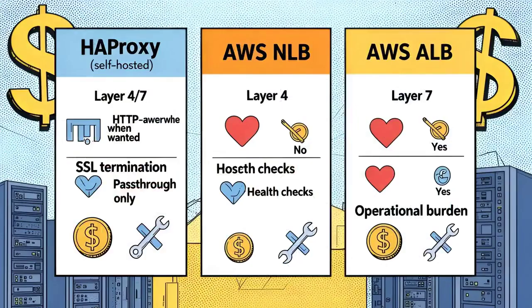Self-hosted HAProxy runs at layer 4 or 7, speaks HTTP when you want it to, terminates SSL on your terms, and ships with surgical health checks. But you pay an operational burden and run it on your own metal. NLB is cheap to operate, pure layer 4, no HTTP awareness, TLS pass-through only, basic health checks, billed by traffic an hour. ALB sits at layer 7, full HTTP awareness, native SSL termination. Target group health checks, billed by usage, and AWS handles the ops for you.